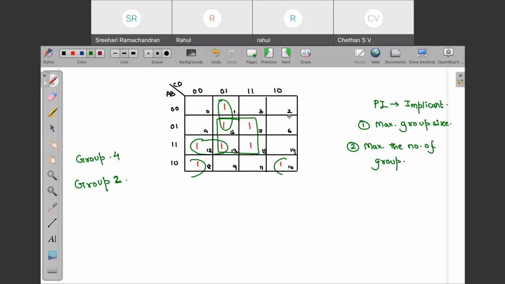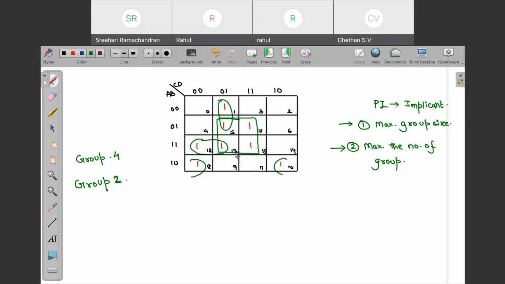If there was a 1 present over here, not over here, we could still make a group of 2 like this. So there is no position here where I can put a 1 to make a group of 1, so it's okay. So the first condition is what? Maximize group size. You have done that. The next condition is what? Maximize the number of groups.